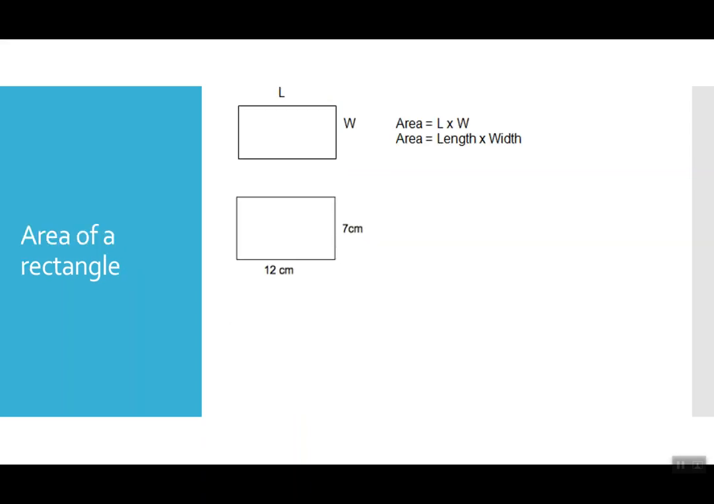Area of a rectangle is simply length times width. Here I have 7 times 12, which is 84. Again, remember we talked about area is always going to be squared as my unit, so centimeter times a centimeter is centimeter squared.